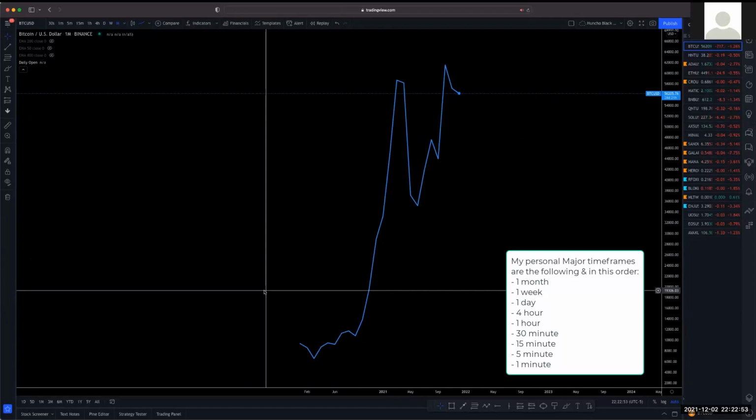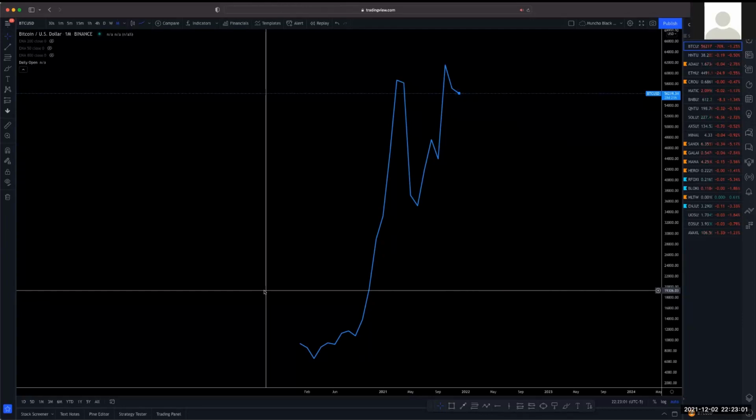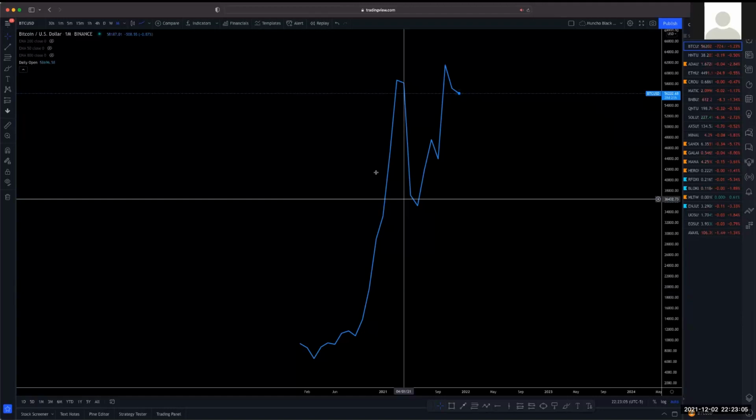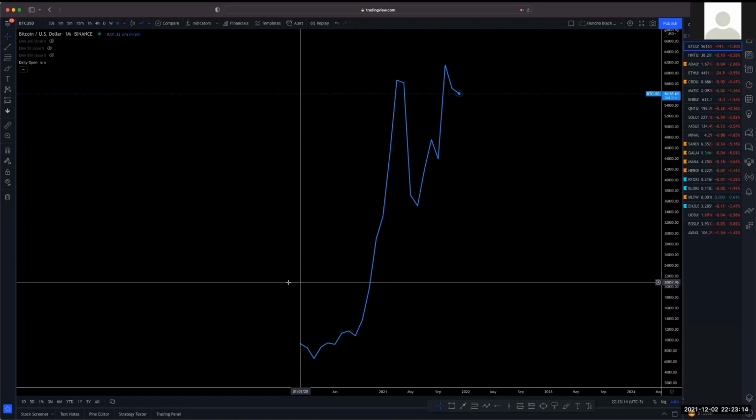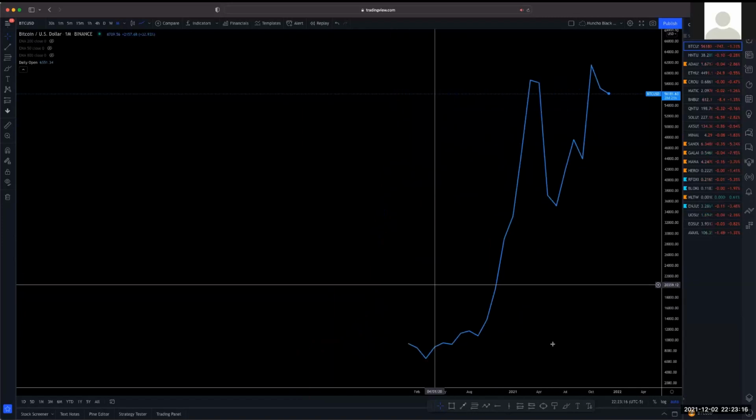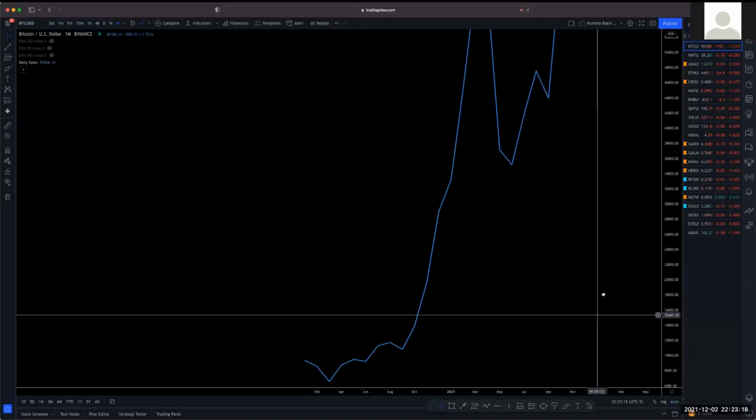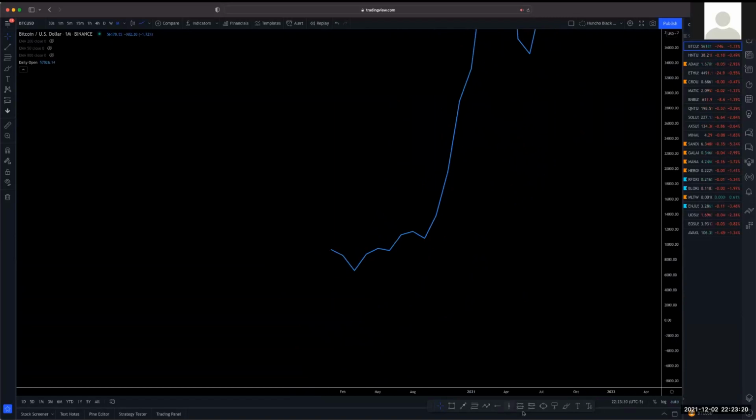Whenever I am breaking down a brand new asset and I don't know much about it, I'm going to break it down from the monthly time frame all the way down to the 1 hour and the lower time frames, and I'll show you how I do so. All right, I want to make sure you can see my screen.